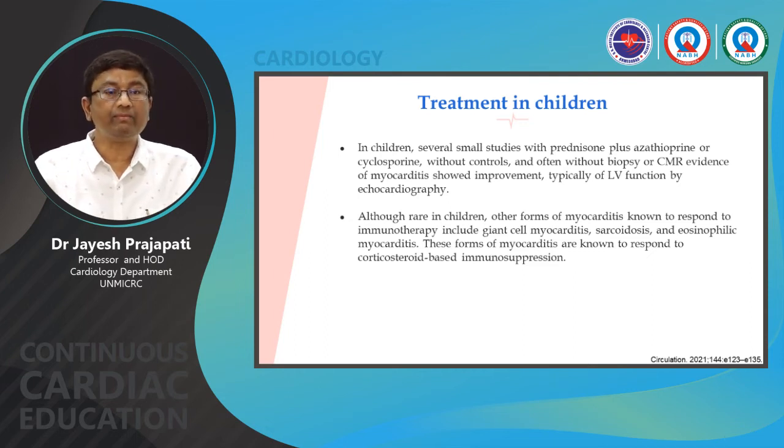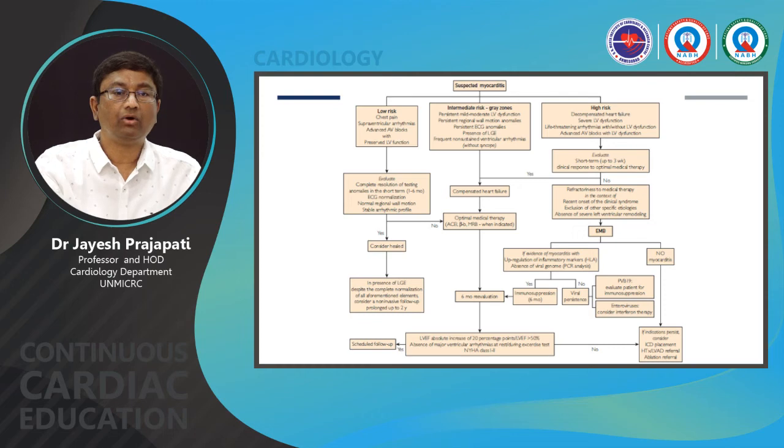So what about children with myocarditis? In children, several small studies with prednisolone plus azathioprine or cyclosporin, without controls and often without biopsy or CMR evidence of myocarditis, showed an improvement, typically of LV function by echocardiography. So same as adults, you can treat the pediatric patient also. Although rare in children, other forms of myocarditis known to respond to immunotherapy include giant cell myocarditis, sarcoidosis, and eosinophilic myocarditis, which are known to respond to corticosteroid-based immunosuppression. So as with adults, you can treat the pediatric population also.